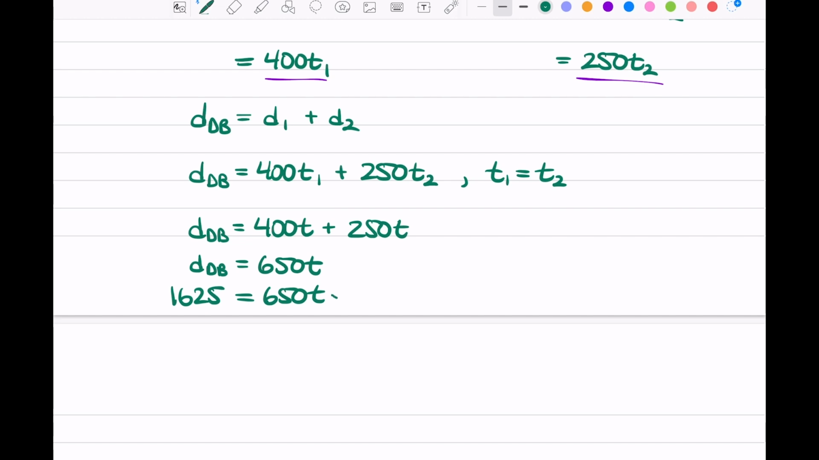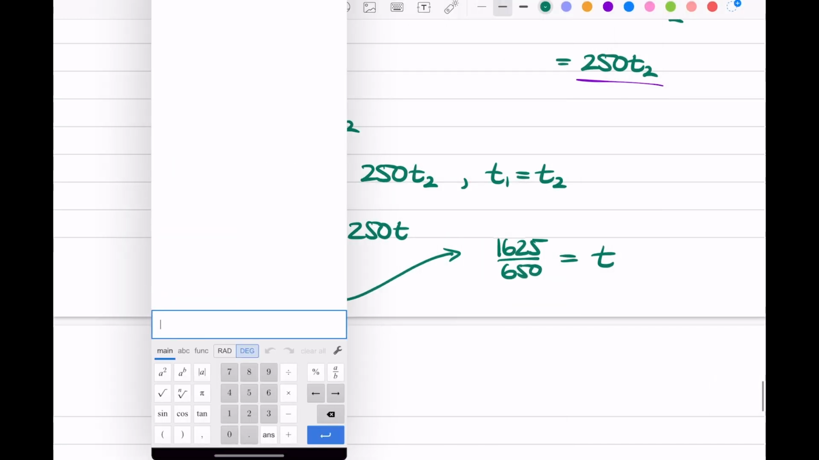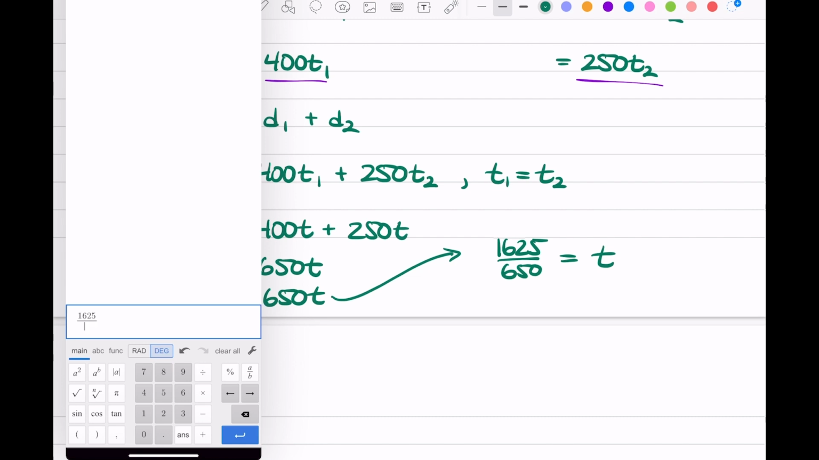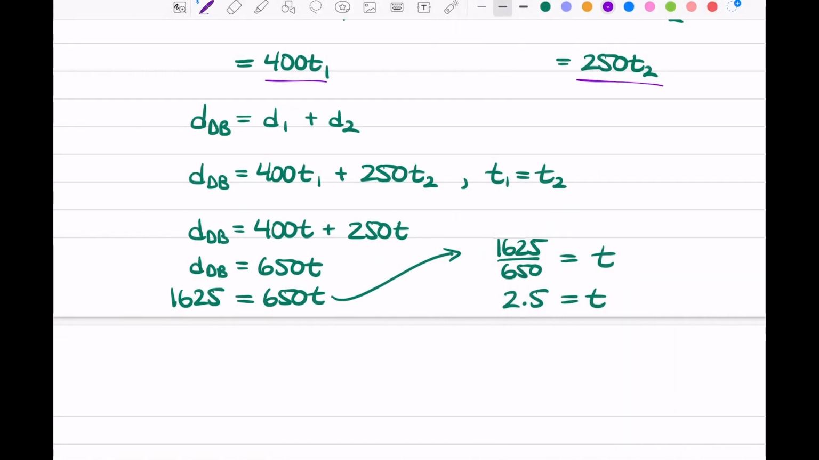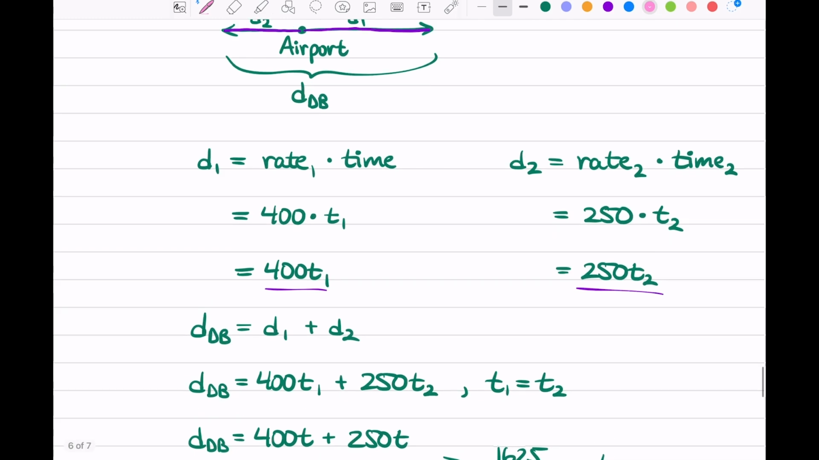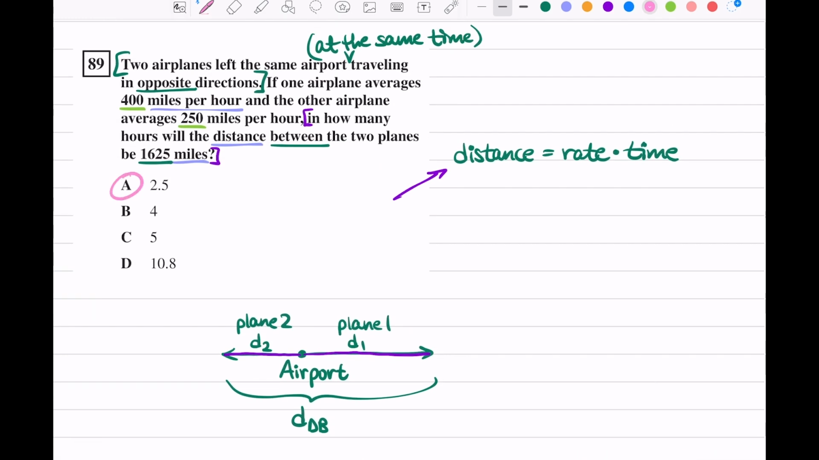So we want to get our t by itself. So we divide both sides by 650. That'll give us 1625 over 650 equals t. Now we can use a calculator. So 1625 divided by 650 gives us 2.5. So this tells us that after the planes fly for 2.5 hours, they will be 1625 miles apart. And looking at our answer choices, that would be A.